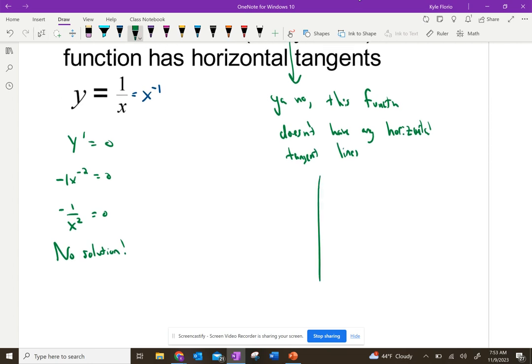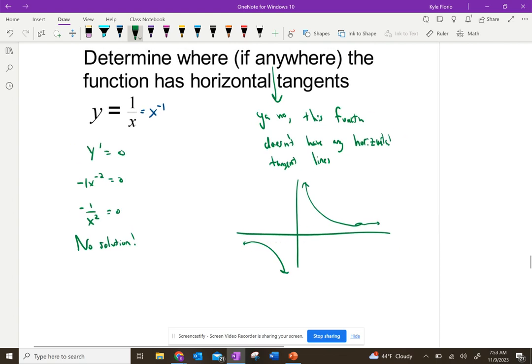Which makes sense. I believe 1 over x looks something like this, and there's no place where you have a peak and a valley. As x goes to infinity, it's getting close to 0. Like I said, as x gets really big, it's going to get close to 0, but never actually hits 0.